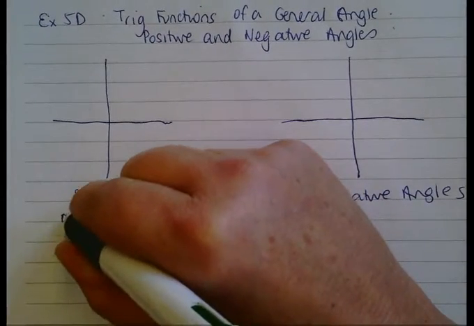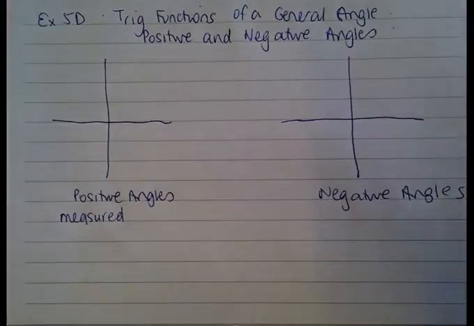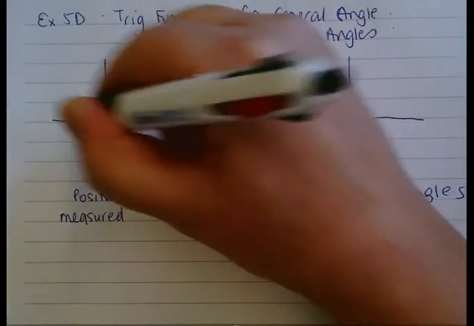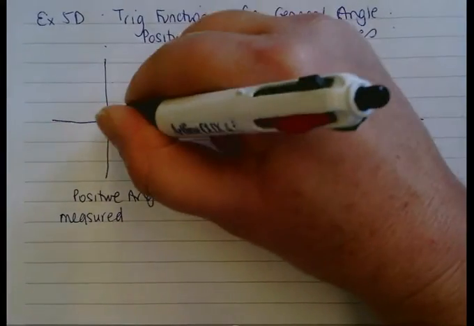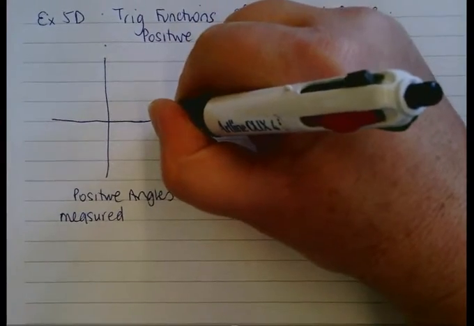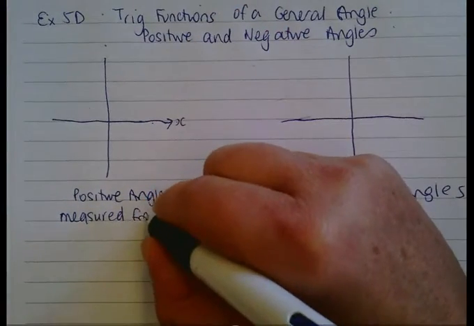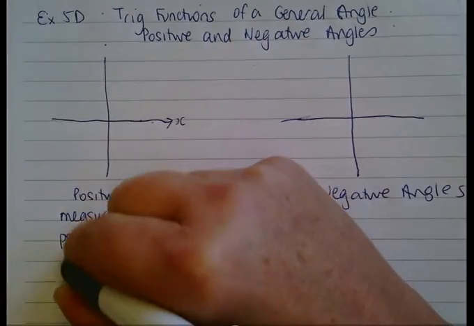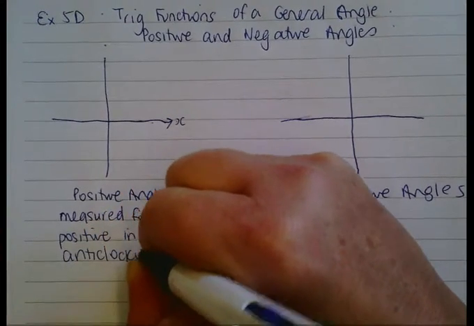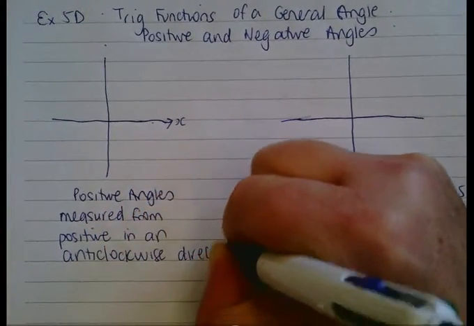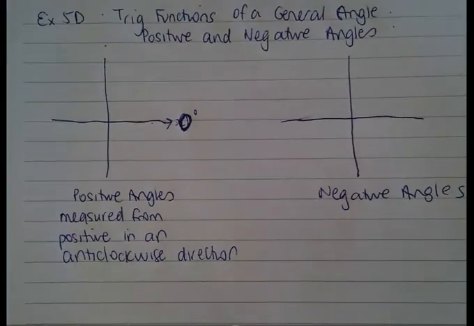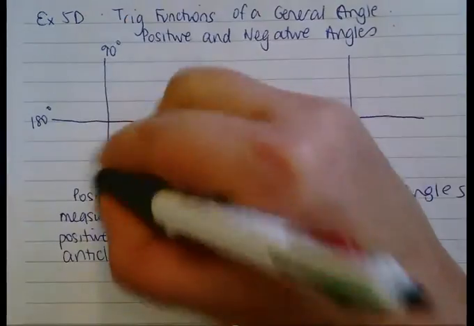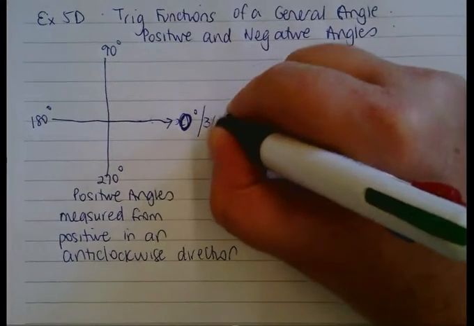Now, positive angles are measured, where do they start from? They start from the positive x-axis. See how that's the x-axis and that's the y-axis, and this is where the positive numbers on the x-axis would be. They are measured from the positive x-axis, clockwise or anti-clockwise? In an anti-clockwise direction. So I'm going to put a 0 here, that is the positive x-axis. So don't we have 0, 90, 180, 270, and 360.